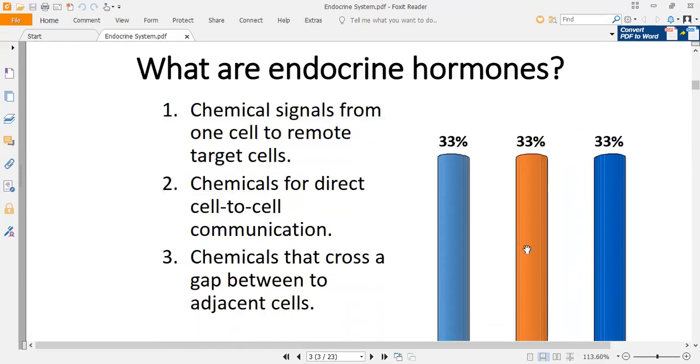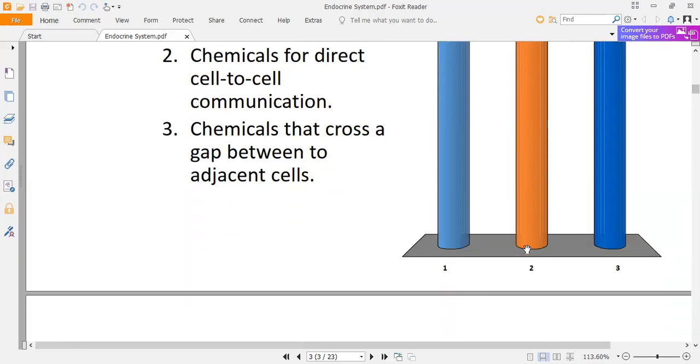So now again, what are endocrine hormones? Number one, chemical signals from one cell to remote target cells, okay? Chemicals for direct cell to cell communication, which is also correct. Chemicals that cross a gap between adjacent cells, okay? These also fall under what we call the endocrine system. So as long as these three processes are happening, chemical signals from one cell to remote target cells, they're just talking about endocrine hormones, because endocrine hormones have to move a long way as compared to other types of chemicals that are produced, which we'll explain in detail later, okay?